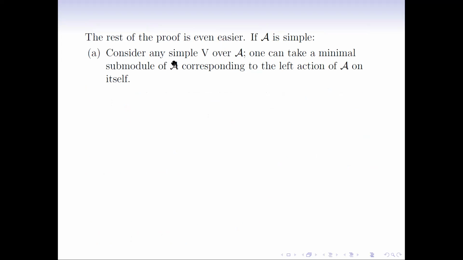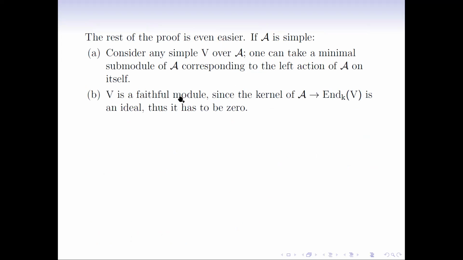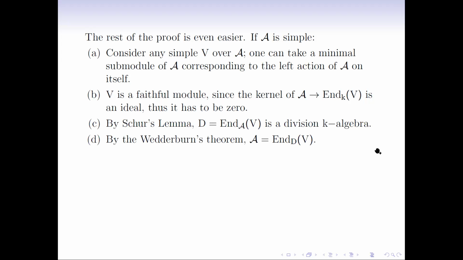If A is simple, then we take any simple module over A. It always exists. We can take the linear left action of A on itself, then a simple submodule in it, V. V is a faithful module since the kernel is an ideal and A is simple. So the ideal is either A or 0. It's not A, because the representation is not 0, so the kernel must be 0. Then the representation is faithful.